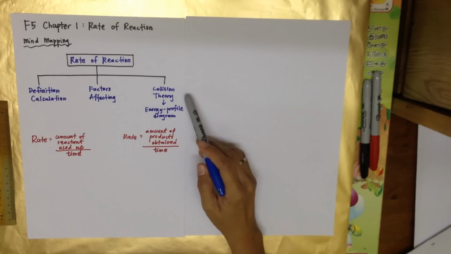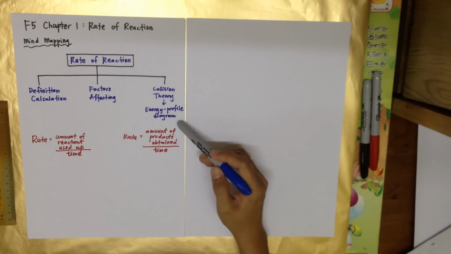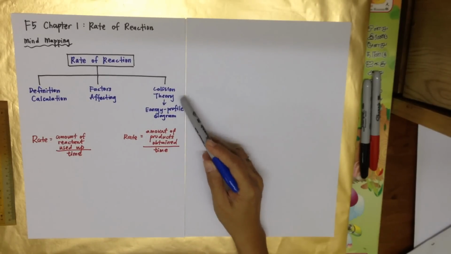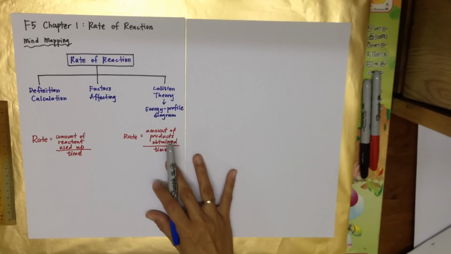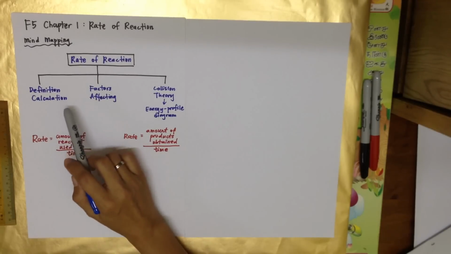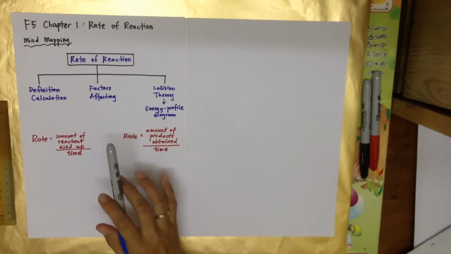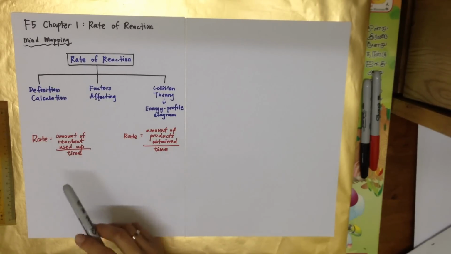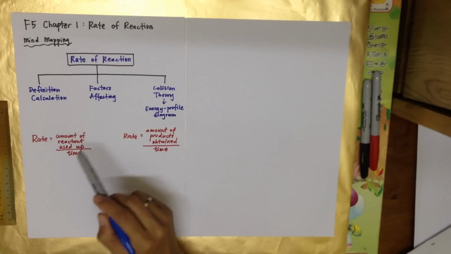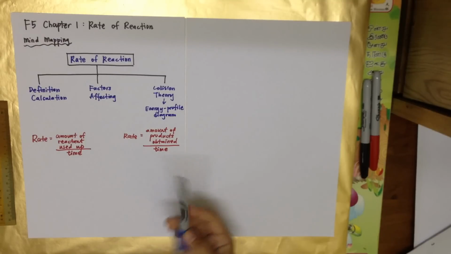And the last part will be the collision theory for rate of reaction and also the energy profile diagram associated with the collision theory. First things first, we will go into the definition. For this particular video, I would like to share with you the definition and also the calculation involved. For the definition of rate of reaction, we usually represent it with a chemical equation.